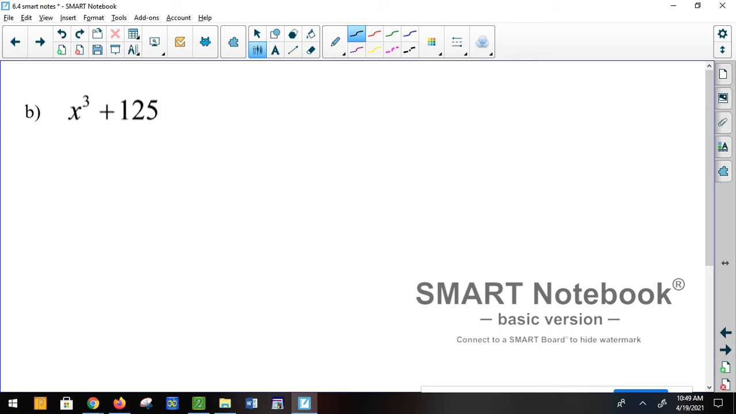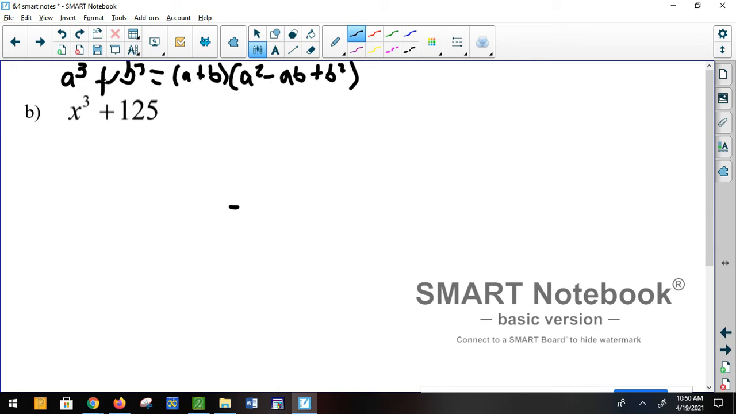We're going to do the same thing with part B. It's just going to be the sum of cubes formula. So I'm going to write out the formula above it. So a cubed plus b cubed is equal to a plus b times a squared minus ab plus b squared. Notice how this is the same formula that we just worked with in part A. It's just that the plus is here and there's a minus here.